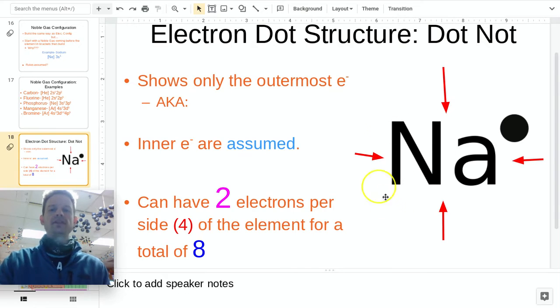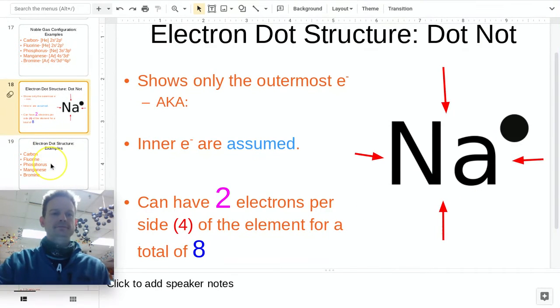Okay, and so what we do is we have this box and we have 2 per side. Now, not all rules are assumed in this one. So remember Hund's rule. Hund's rule said you had to separate the electrons as much as you can. So when we do this, basically we have 4 sides and it doesn't matter where you start. But you cannot double up a side until every side has at least 1. So in this case, sodium only has 1, because it's got a 3s1. That's what that guy is. But it doesn't have to have any more. Okay, so let's try a few of these out.